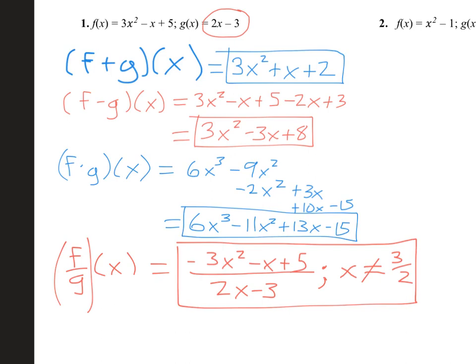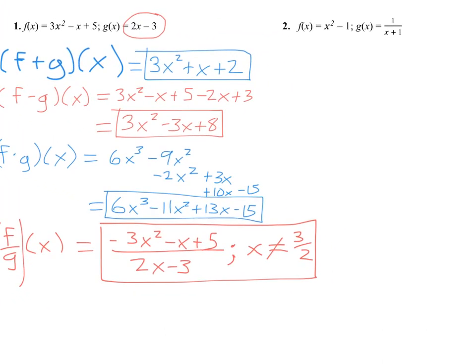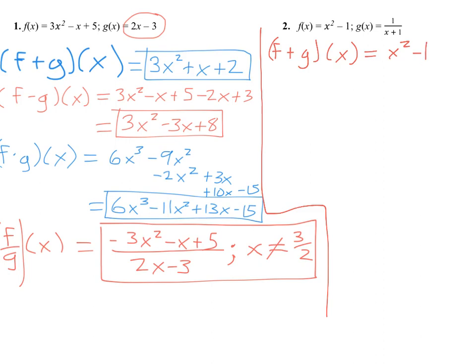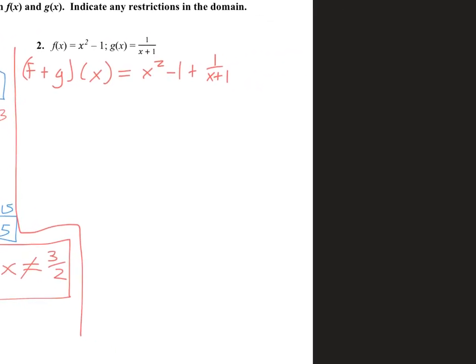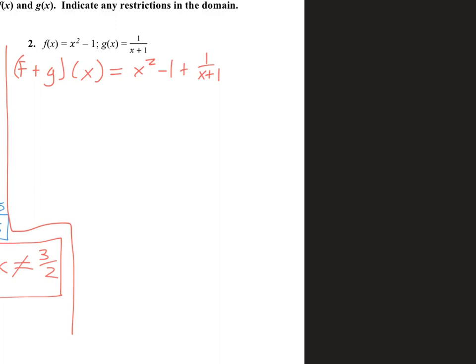Okay, moving on to number 2. We're going to find all 4 again. So we'll start with the sum, f plus g of x. There are no like terms to combine here, so we just write the two of them with a plus sign in the middle. And if you look at the directions say to indicate any restrictions in the domain. So this one actually has a restriction in the domain, like the quotient did on the last problem.